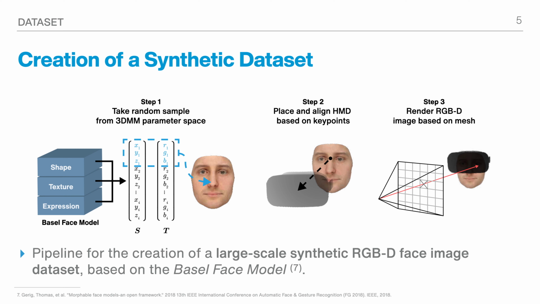After sampling from the parameter space of the model, we obtain a 3D mesh of a face. On this mesh, we position an HMD based on a set key point between the eyes. As such, the HMD is appropriately positioned and has the right size. Lastly, based on the composite mesh containing the face and the HMD, we render an RGB-D face through a simple ray tracing algorithm. This gives us an RGB-D image of the face and of the mask.